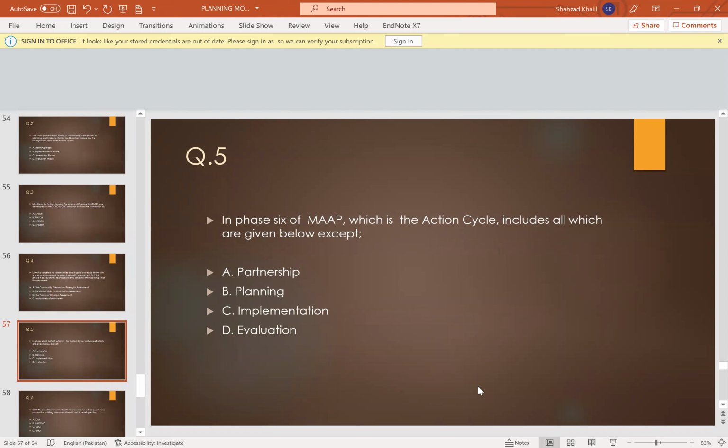Phase 6 of MAP, which is the action cycle, includes all of the items given below except: partnership, planning, implementation, and evaluation. A. Yes, the correct answer is A, partnership, because in the action cycle, planning, implementation, and evaluation are the parts.